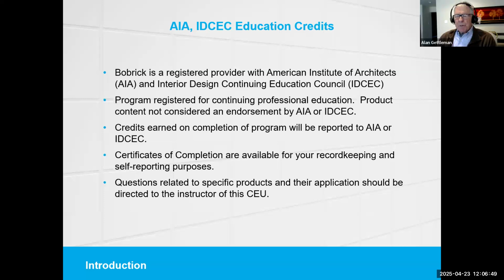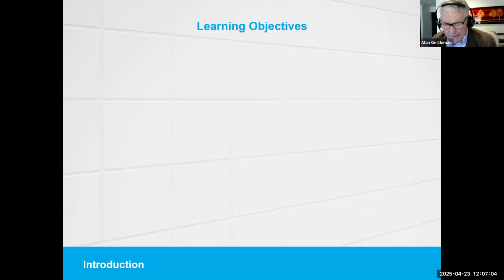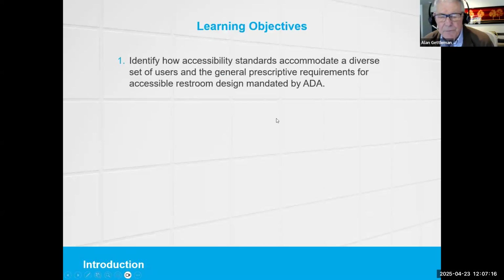All right, let's proceed. We're starting with the learning objectives. That's a requirement from the AIA in all of their learning units and sessions. We must have learning objectives stated at the beginning of the course, and we have 5 of them. So at the end of this course, you will be able to identify how accessible standards accommodate a wide, diverse set of users.